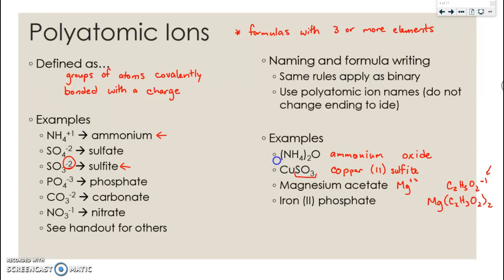And finally, iron(II) phosphate. Iron is +2. Phosphate we have over here is -3. Again, I'm going to cross my charges, just the charges, and this is going to become Fe3. Again, PO4 is going to go in parentheses, and that 2 is going to go on the outside. So whenever you have more than one polyatomic, you always have to put it in parentheses. You're going to get a chance to try some of these on the next slide.